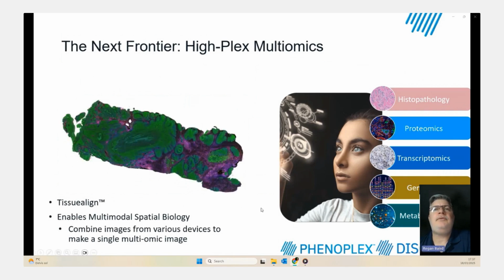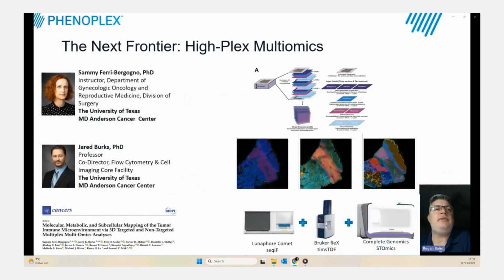This was done recently in a manuscript delivered by MD Anderson from Sami Ferry Borgogno and Jared Burks, where they were able to get information for 3 different omics: proteomics using Lunaphore Comet, metabolomics using Bruker-Maldi, and transcriptomics using Stomix device from Complete Genomics, where they were able to analyze the molecular, metabolic, and subcellular map of the tumor immune microenvironment.